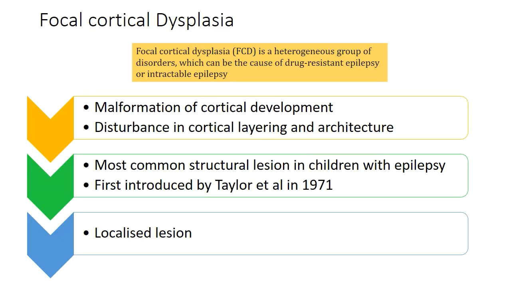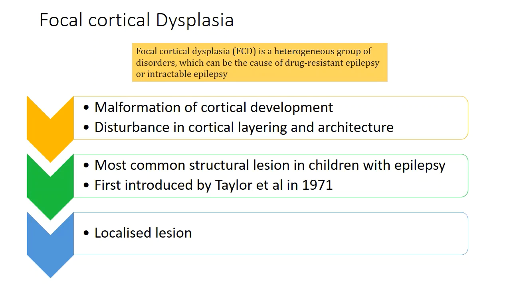The most important manifestation is the focal cortical dysplasia. Focal cortical dysplasia is a heterogeneous group of disorders which can cause drug-resistant or intractable epilepsy. It's a malformation of cortical development. Remember that there is a disturbance in the cortical layering and architecture. This was first introduced by Taylor in 1971 and is one of the most common structural lesions in children with intractable epilepsy. It presents as a localized lesion.